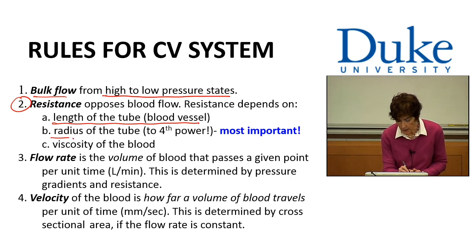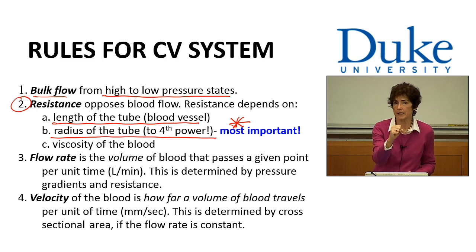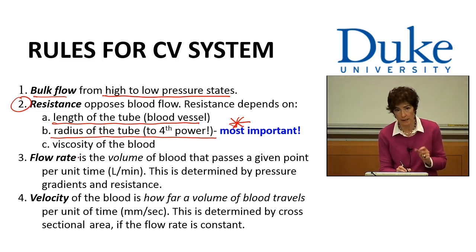And secondly, on the radius of the tube, and this is actually the most important, this is the control site. So if you change the radius of the tube, you can increase resistance within the tube if you make the radius smaller. So a smaller diameter vessel has a higher resistance. Excuse me, and we'll come back to that point later.